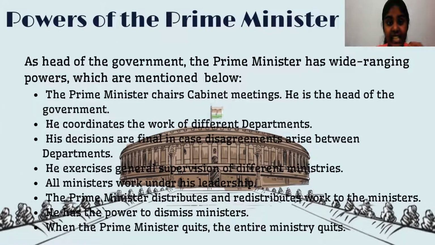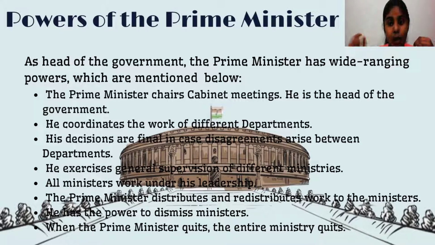Last but not the least, now let's take a look at the powers of the Prime Minister. The Prime Minister chairs the cabinet meetings. He is the head of the government. He coordinates the work of the different departments. His decisions are final in case disagreements arise between the departments. He exercises general supervision of different ministries.